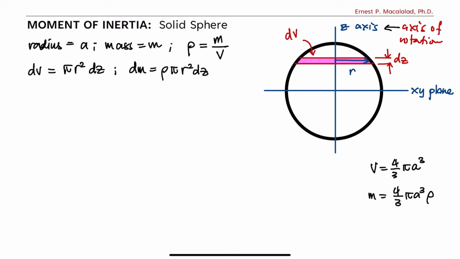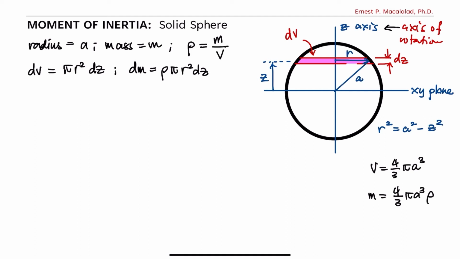This r is actually related to a and the distance of this disk from the xy plane. So let's call that z. So this is z, and that is related by the Pythagorean theorem. So this is your triangle. This is r, this is a, and this is z. So r squared will now be equal to a squared minus z squared.